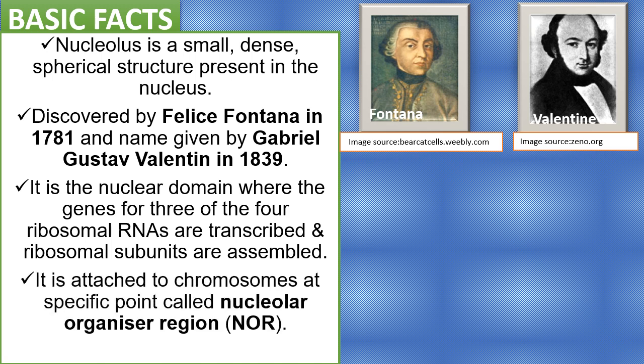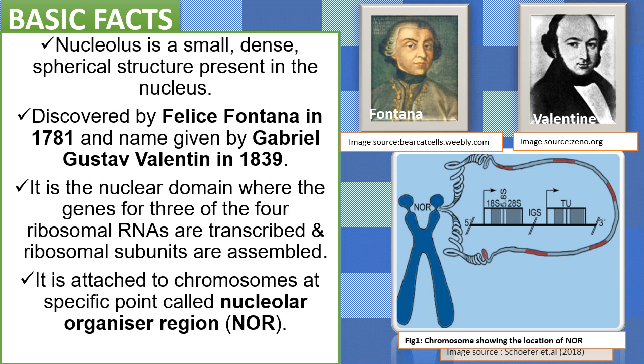The nucleolus is attached to chromosomes at a specific point, which is known as the nucleolar organizer region, or in short, the NOR. In chromosomes, we know that there is a primary constriction, which is known as the centromeric region, and in some chromosomes, besides this primary constriction, another constriction is present, which is known as the secondary constriction. This secondary constriction is also known as the nucleolar organizer region, as it has the ability to generate the nucleolus.